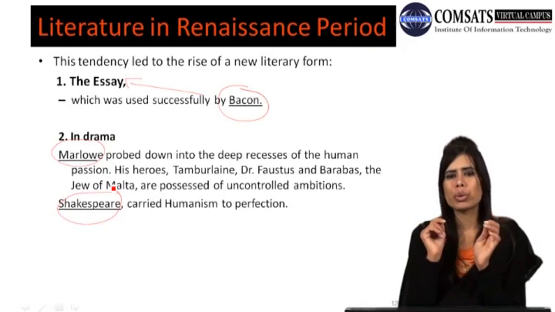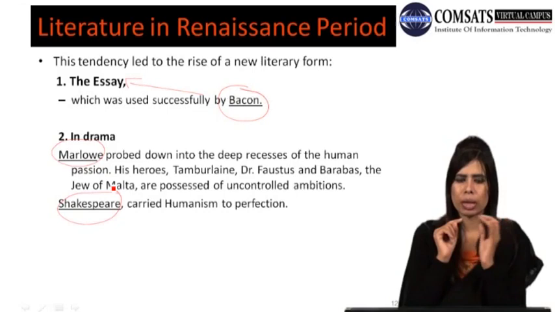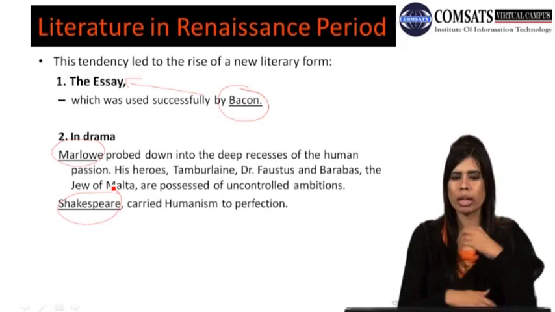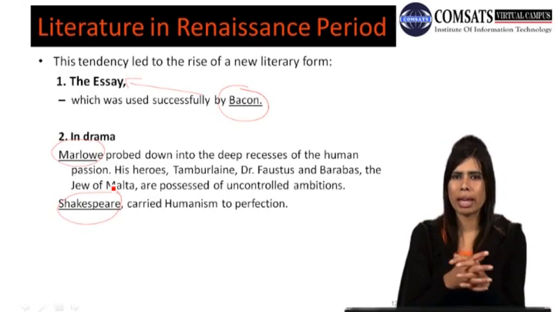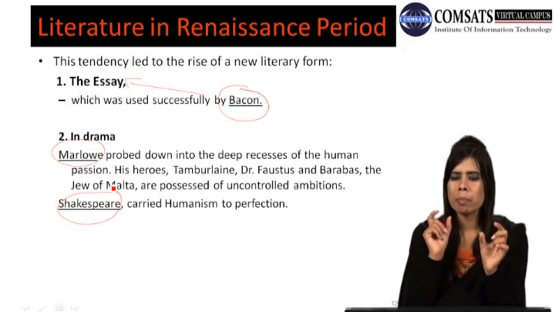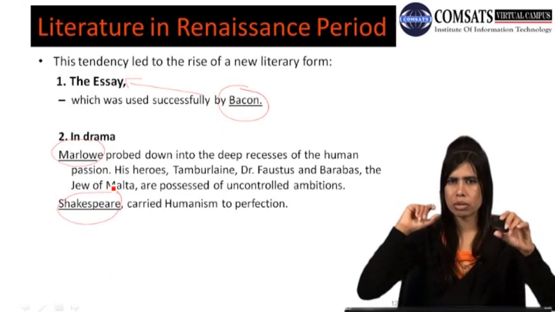So here, my dear students, you can see that the essay was a very common thing during the Renaissance period, and Bacon was the prominent figure as far as essay writing was concerned. Marlowe was another important figure in the history of English literature during the Elizabethan period as far as drama is concerned. These are the heroes of his different plays, those who possess uncontrolled ambitions, and then there would be a fall. Our focus would be on the external universe and the factors involved in making a human ambitious about something, and the uncontrolled ambitions which are not in your control and which are full of lust as well.